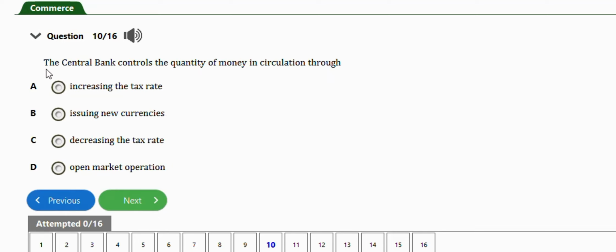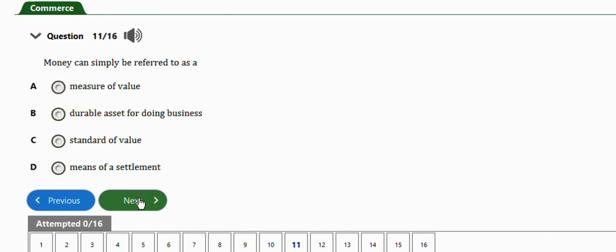Next question. The central bank controls the quantity of money in circulation through increasing the tax rate, issuing new currency, decreasing the tax rate, open market operation. Very important. The right answer is option D, open market operation. Next question. Money can simply be referred to as measure of value, durable asset. This is a repeated question, guys. So the right answer here is option A, measure of value.